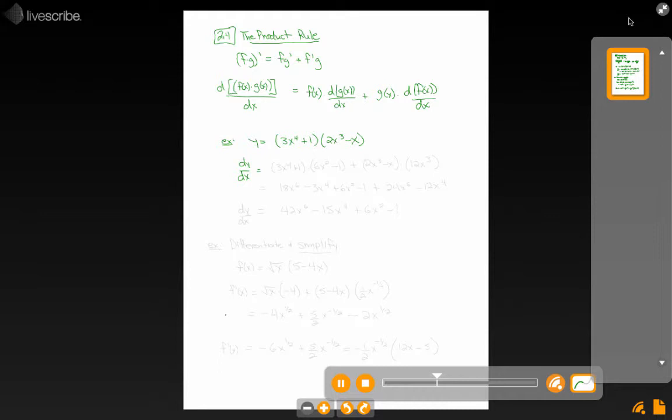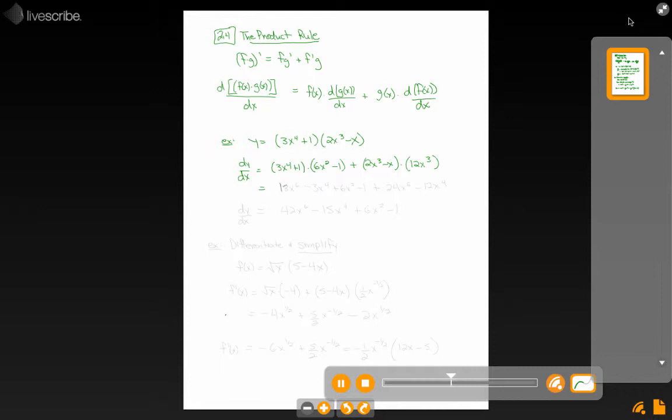But for this one, we're going to say, okay, let's take the first function, 3x^4 + 1, times the derivative of the second, so that's going to be 6x^2 - 1, plus the second function without changing it, times the derivative of the first, which is 12x^3. I can do a little bit of tidying up by multiplying the factors together and combining my like terms.